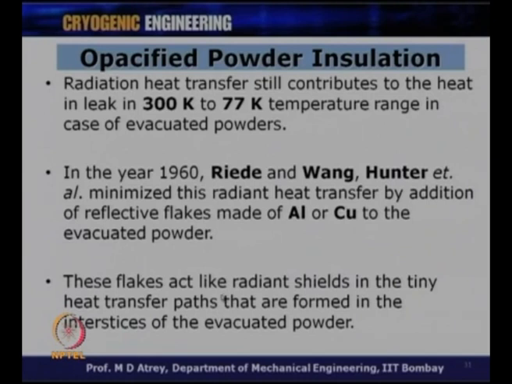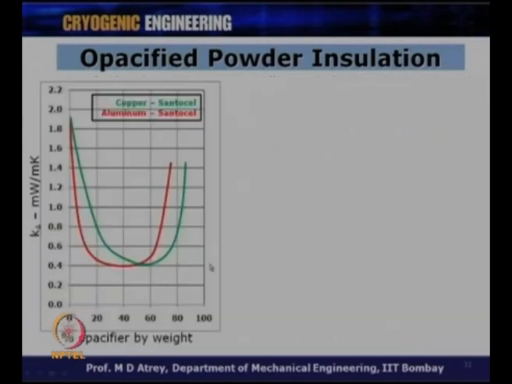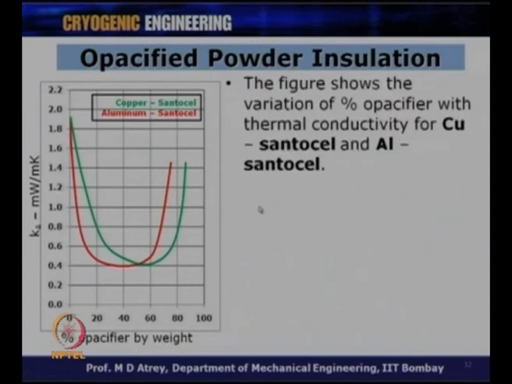So, I am now reducing all the modes of heat transfer using powder. You have an opacified powder which will now block even the radiations reaching the lower surfaces. These are the apparent thermal conductivities for opacified powder in relation to how much opacifier by weight has been used, how many aluminum flakes, how many copper flakes, as a percentage of the total insulation material. The figure shows the variation of percentage of opacifier with thermal conductivity for copper Santocell, which is the commercial name, and aluminum Santocell.